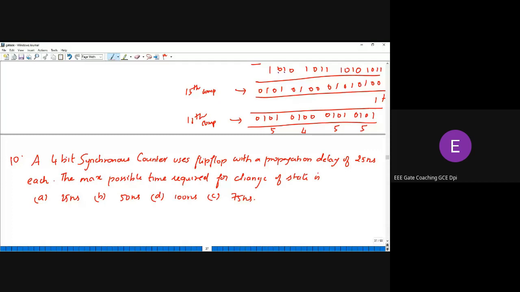A 4-bit synchronous counter uses a flip-flop with a propagation delay of 25 nanoseconds each, the maximum possible time required for change of the state. Since it is a synchronous counter, the propagation delay is same for any number of flip-flops connected.